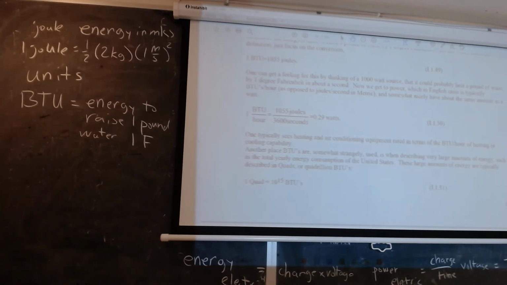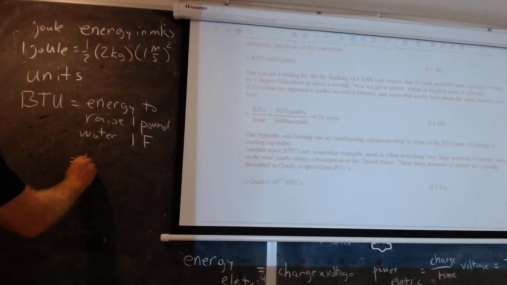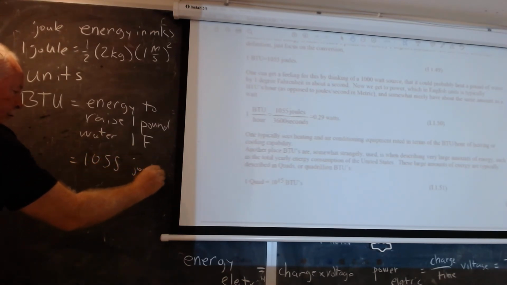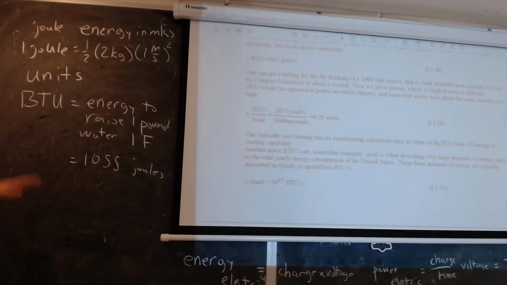Now, it works out that it's equal to 1,055 joules. So when you perform a conversion, one BTU is equal to 1,055 joules. Remember what a joule was, the 2 kilogram mass moving at a meter per second. So a BTU is 1,000 of those. It's a much bigger form of energy.